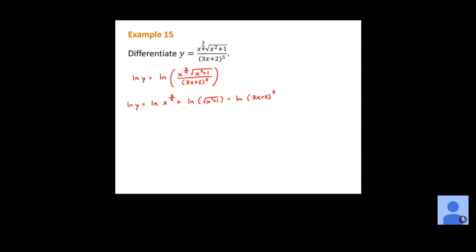Good. Any exponents can be brought out to the front now. So I'm going to have the natural log of y equals 3/4 times the natural log of x plus, remember, this is the same thing as x squared plus 1 to the 1/2 power, so I can actually bring out a 1/2 times the natural log of x squared plus 1 minus, and then the 5 can come to the front here, times the natural log of 3x plus 2.